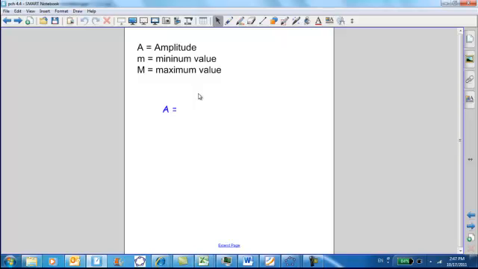Now, we also have some things on a function called amplitude, minimums, and maximums. And the amplitude is basically how tall is the function. But to get this, it's how tall is it above its midline. So you have to take the maximum minus the minimum and divide by 2 to get the amplitude of the function. So let's apply this on the one we just looked at. What's the amplitude going to be?